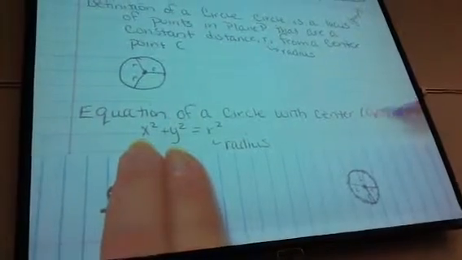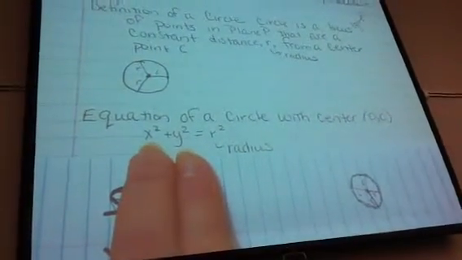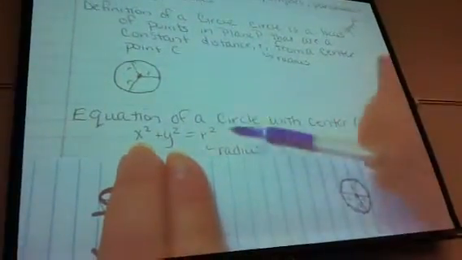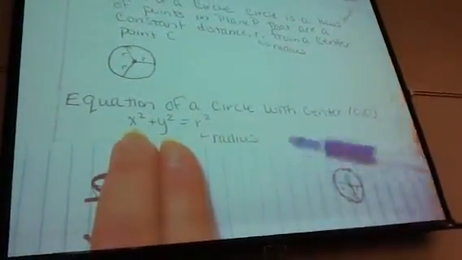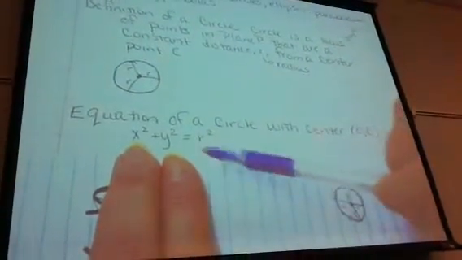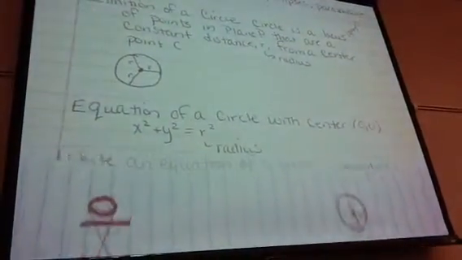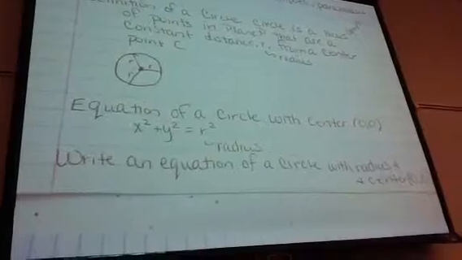If the center of my circle was 0, 0, then we just said it was x squared plus y squared equals r squared, where r was the radius value, so whatever this was. So if this was 5, then we'd have x squared plus y squared equals 5 squared, which would be the same thing as saying x squared plus y squared equals 25.